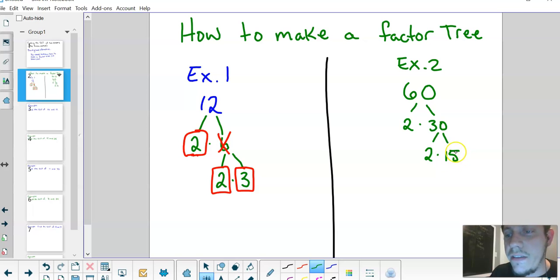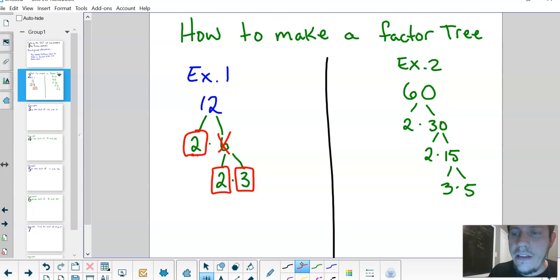15 is not an even number, so you can't split it up into 2 times anything, but it does end with a 5. What does that mean? Well, if it ends with a 5, that means it must be a multiple of 5, which means that you can divide 15 by 5. If you divide 15 by 5, you'll end up getting 3, because 3 times 5 is 15.